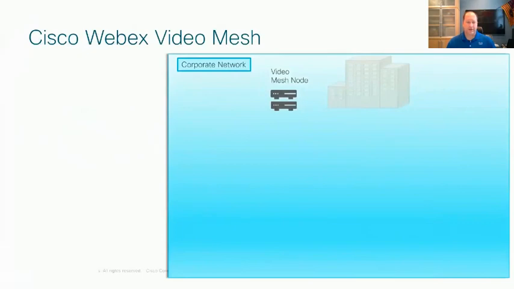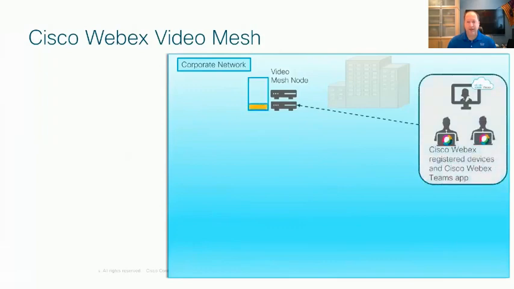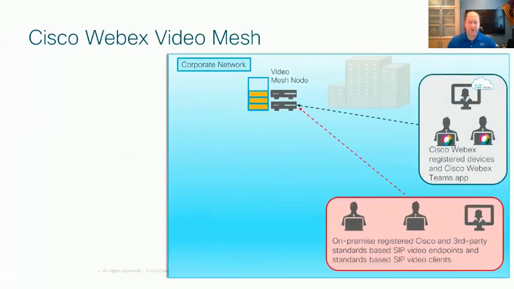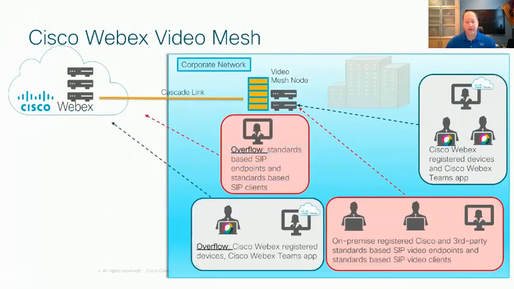So let's look at this diagram here. The blue on the right represents a corporate network. We've got a couple of video mesh nodes installed. I have a meeting that happens, and first off, some of the Webex Teams devices and clients connect up to it. Then, also as part of the solution, any SIP video endpoint registered to Communications Manager or to the VCS or Expressway can also use the video mesh node. They would dial into the Webex meeting and it would land locally there.